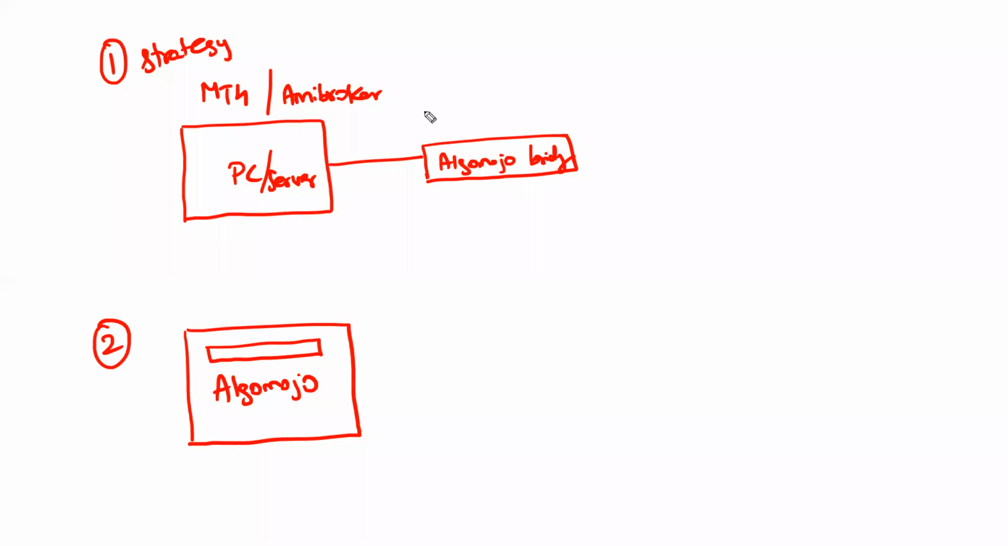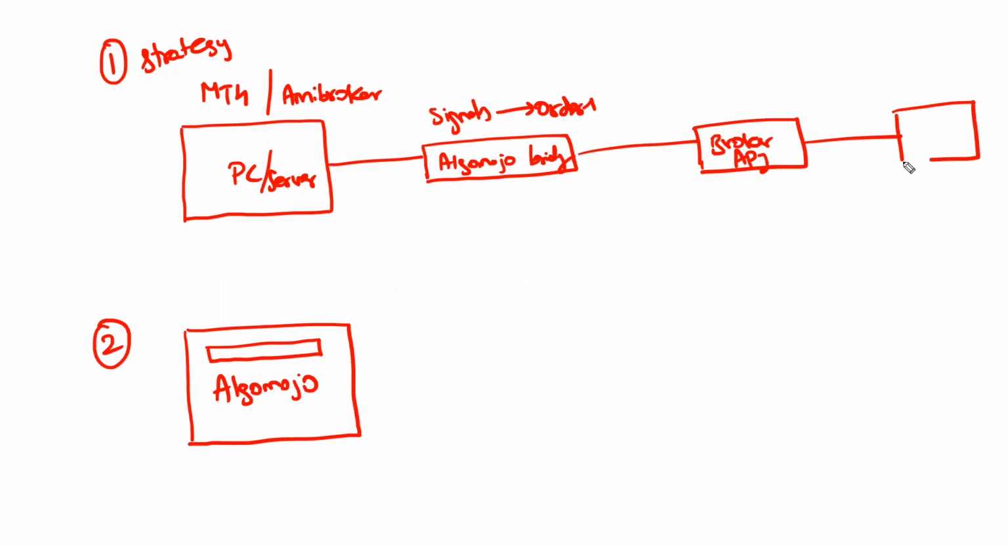What does this bridge do? It converts signals, trading signals like a buy signal or sell signal, into trading orders. And these orders will be directly sent to the broker API, no matter what. This broker API in turn sends them directly to the OMS, the order management system, and from the OMS, it reaches the exchange.